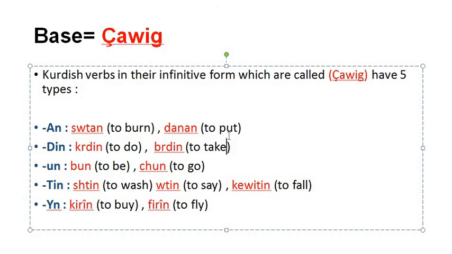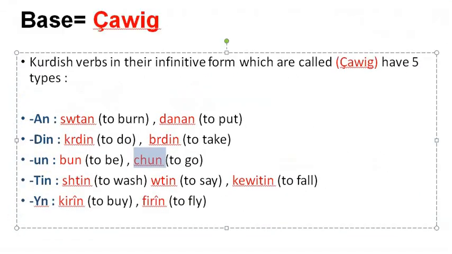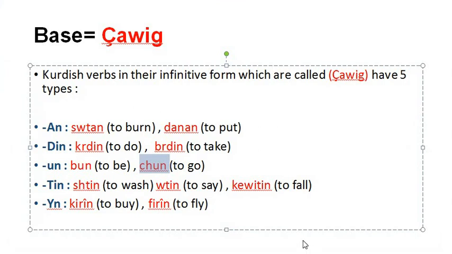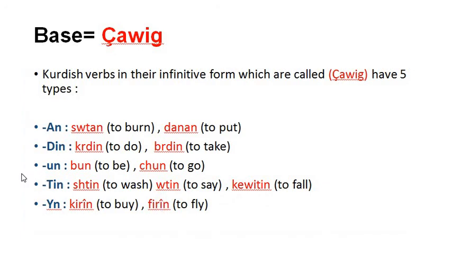You have birdin, which means to take. Bun, which means to be. Chun means to go. You have shtin, which means to wash. Wutin, to say. Kautin, to fall. Karin means to buy. This R is strong. Karin, not Karin, Karin. This R is also strong. Frin means to fly. So these are chawag.